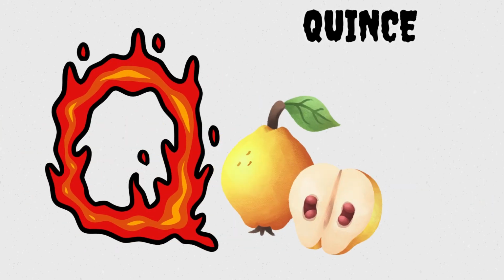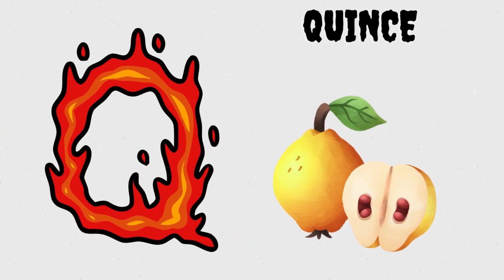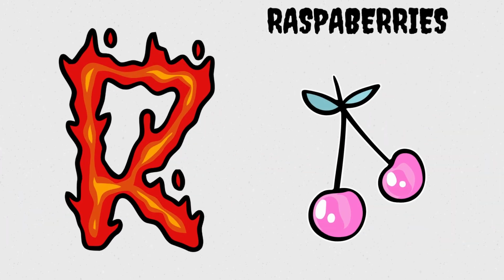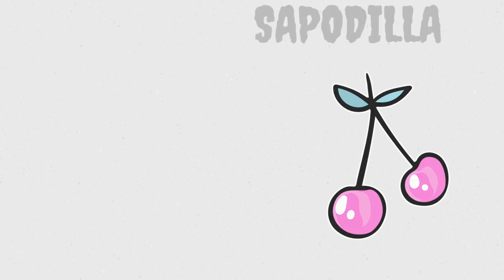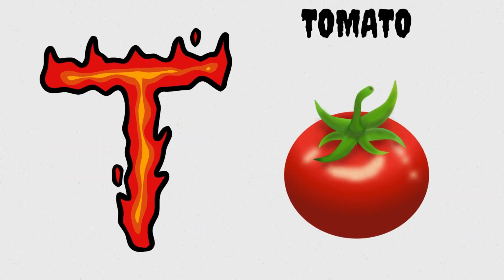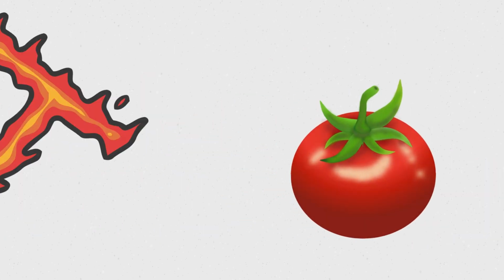Q is for Quince. Q, Q. Quince. R is for Raspberries. R, R. Raspberries. S is for Sapodilla. S, S. Sapodilla. T is for Tomato. T, T. Tomato.